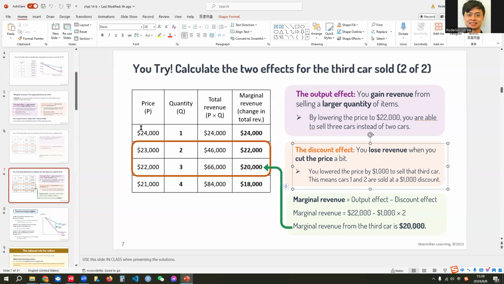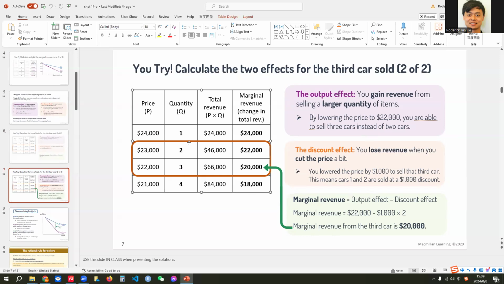So by selling each additional unit, we are lowering the price by 1,000. So here it's 1 and 2 before 3. So you have lowered the price by 1,000 to sell that third car. This means car 1 and car 2 are sold at a $1,000 discount.